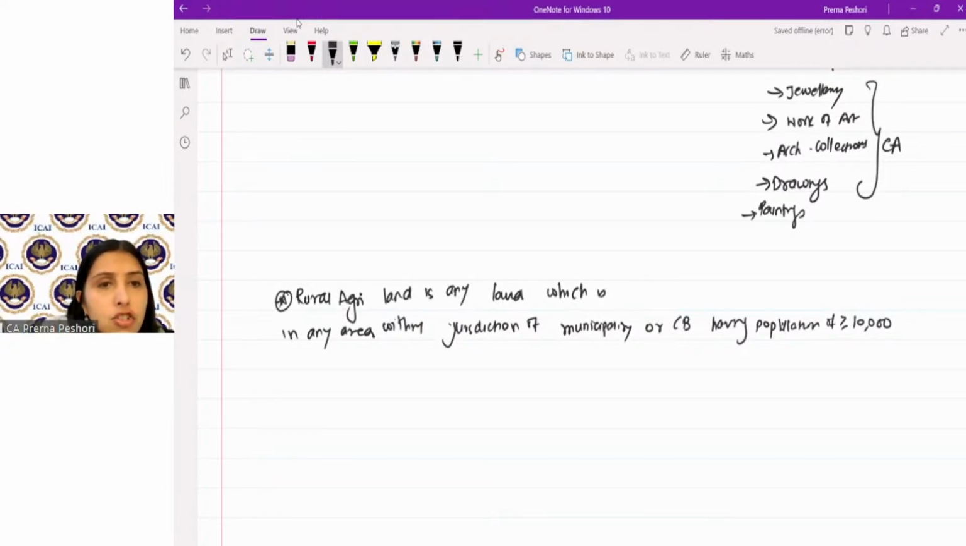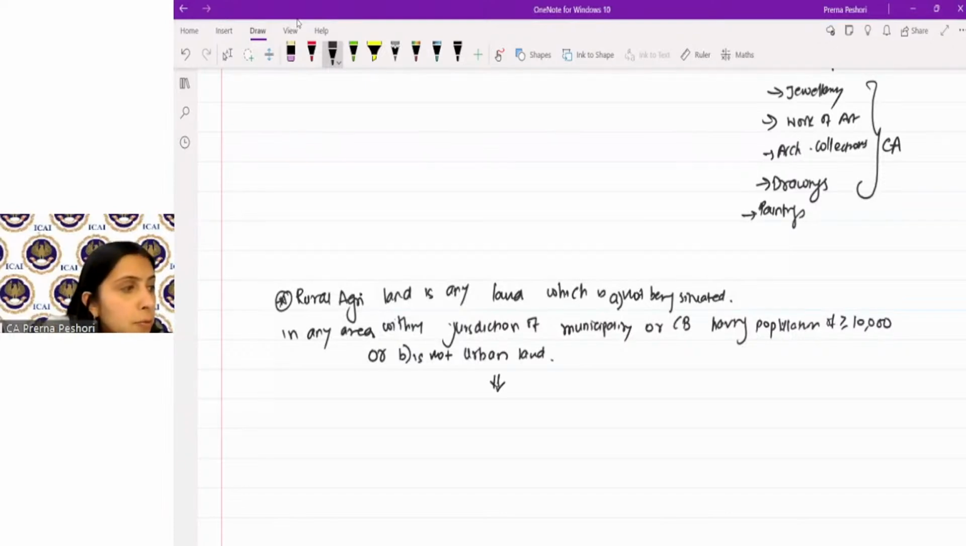So, a rural agricultural land is any land which is not situated in any area within the jurisdiction of municipality or the cantonment board having the population of greater than or equal to 10,000. So which is not situated in any area falling within municipality or cantonment board having population of more than 10,000, or is not urban land. Now what is urban land? The limits are defined for that.